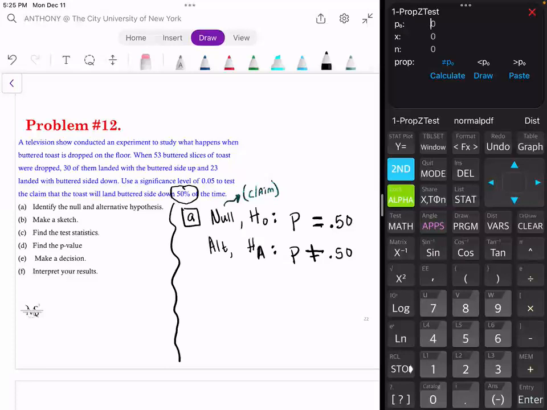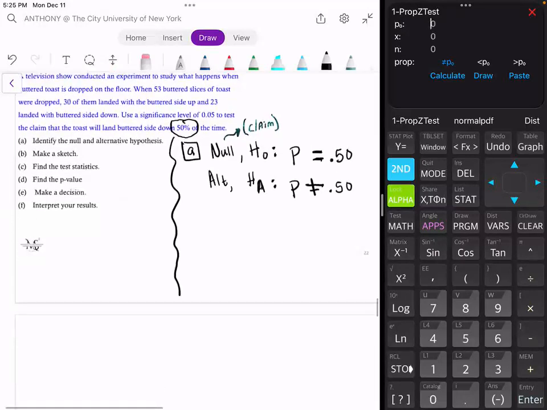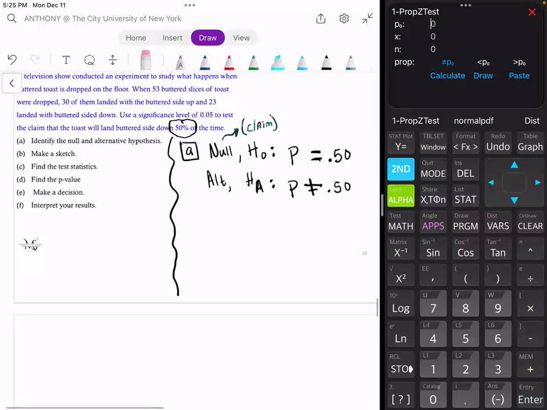All right, so part A is done. That's all you have to do for part A. Now we proceed to part B. In part B, you want to make a sketch. So let me just do a little bit of erasing. Erase everything.